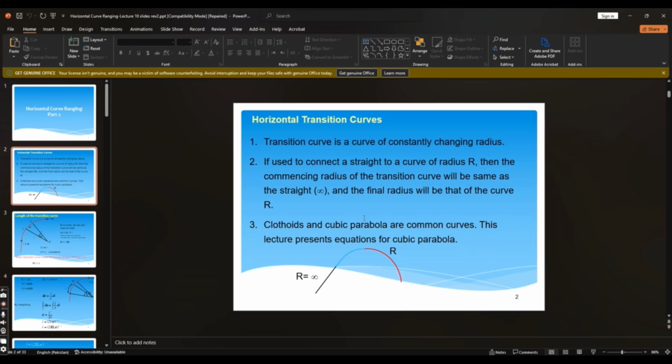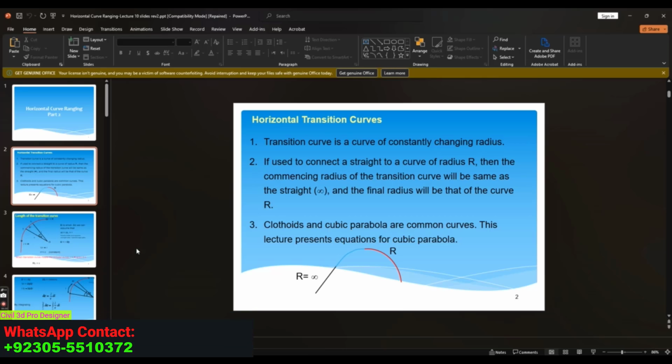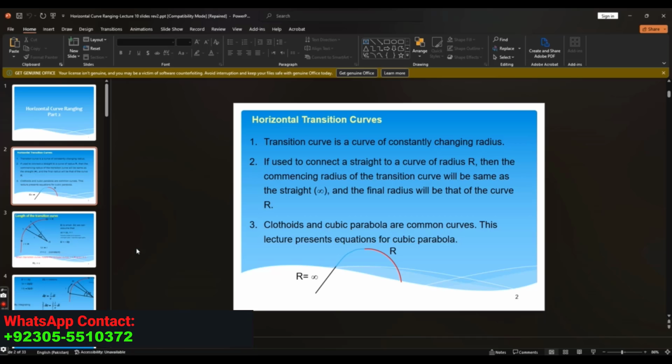So a horizontal transition curve is a curve of constantly changing radius. If used to connect a straight to a curve of radius, then the commencing radius of the transition curve will be the same as the straight and the final radius will be that of the curve. Clothoids and cubic parabola are common curves.